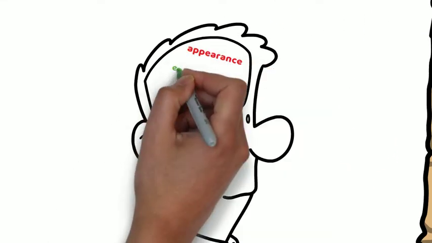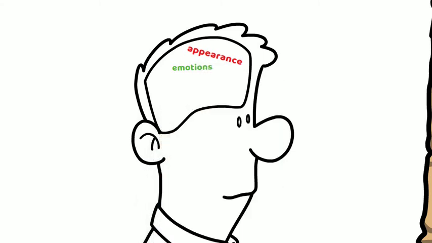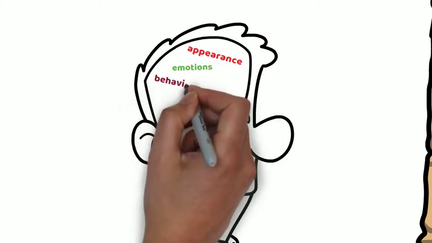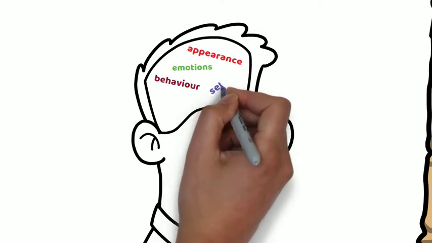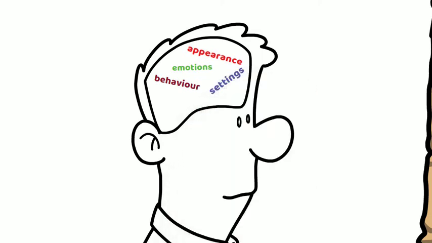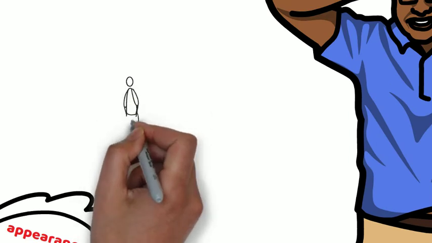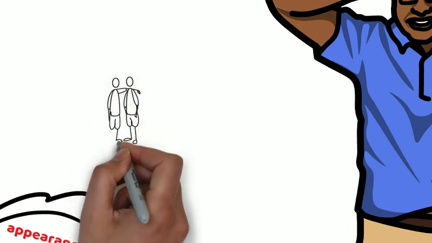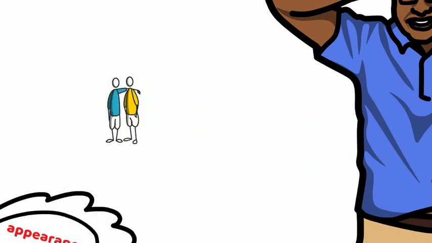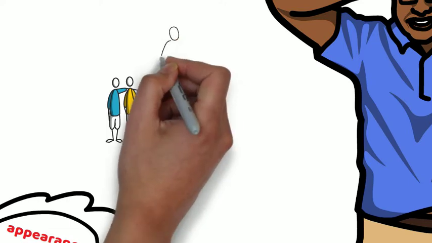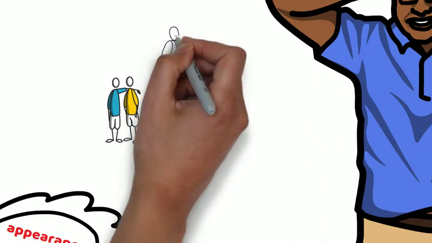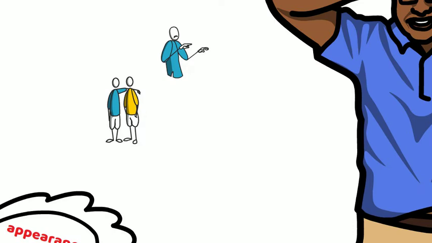To do this, we tend to use the information that we have available to us, such as the person's appearance, emotions, details of their behaviour, the settings, and other people's actions and reactions. This quickly informed impression we've generated will determine what we do next, whether we try to help the person, or avoid, or perhaps protect ourselves.